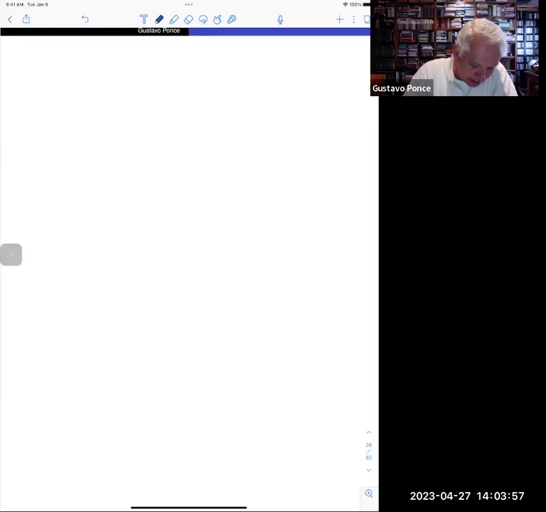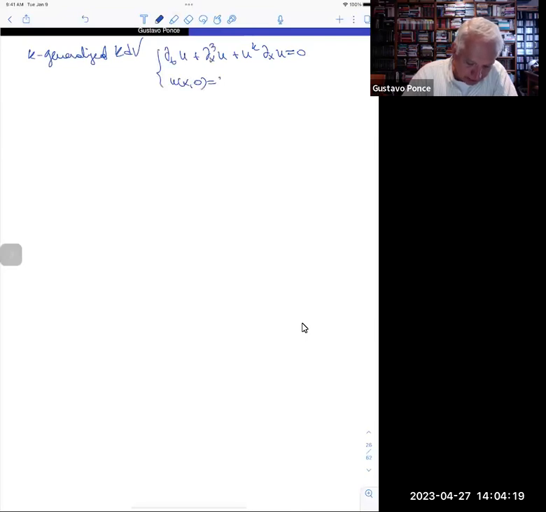We were talking about the generalized KdV. That is this equation, and this is the initial data. K equal to 1 corresponds to KdV. K equal to 2 to the modified KdV. These are integrable cases.